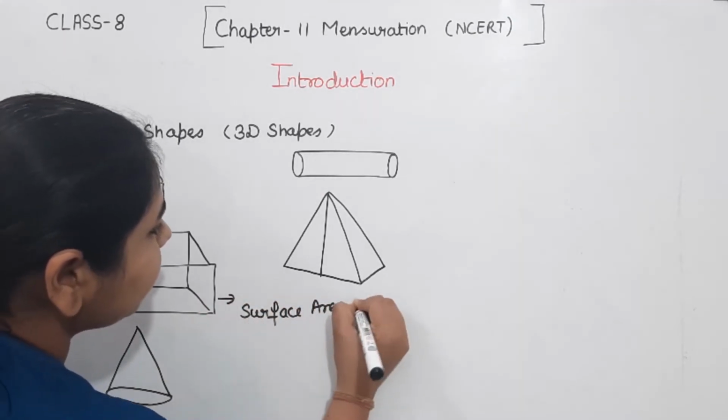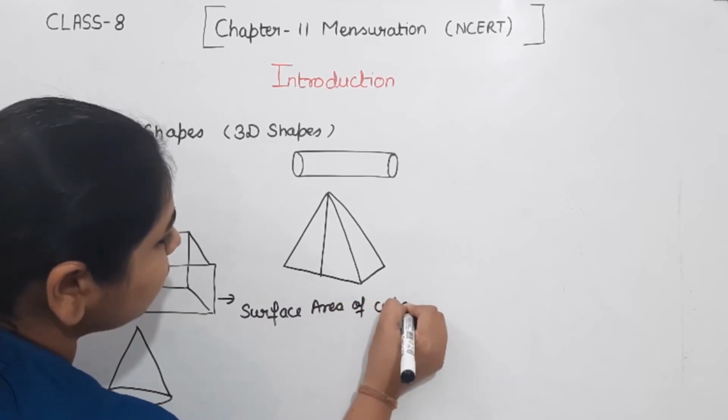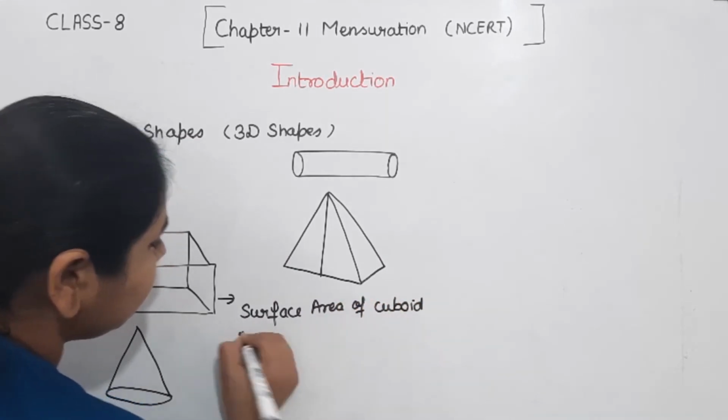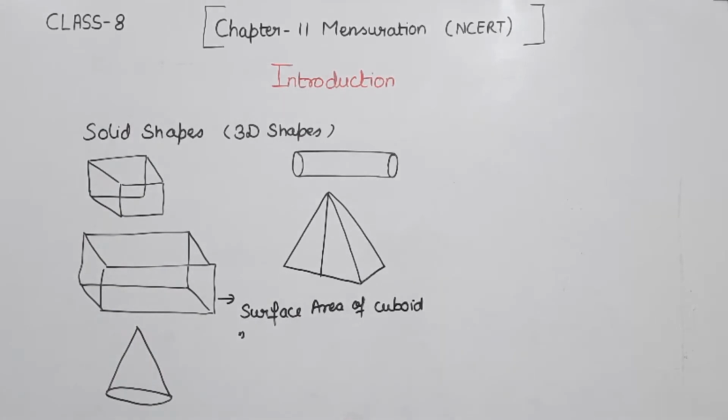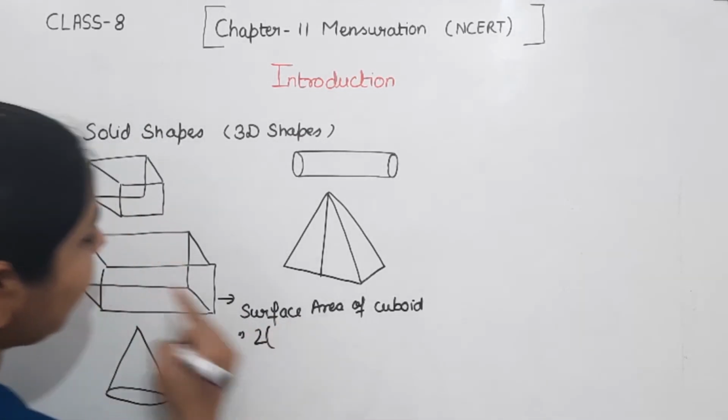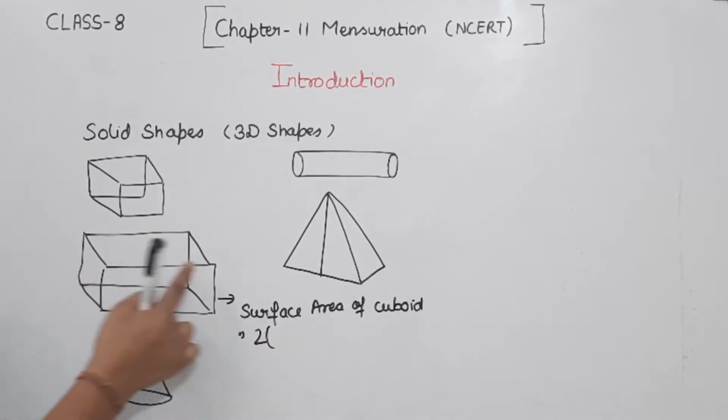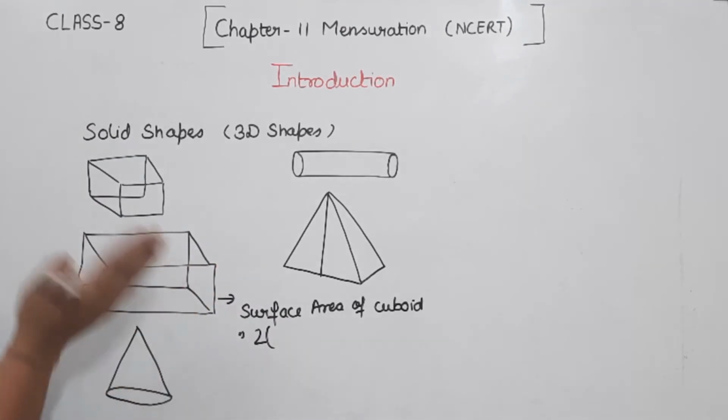Surface area of cuboid. Now the total surface area of the cuboid is equal to 2. We are having all the sides as double: this one and this one, and the bottom, this one and the side one.